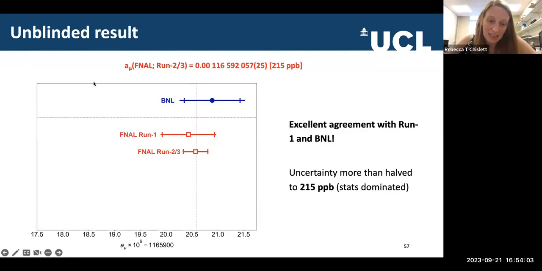And here is the summary of the result. So I showed you the Brookhaven and run 1 results. And here the bottom point is the run 2, 3 results. And you can see that this has remarkable agreement with the run 1 result, with far reduced uncertainty. So the uncertainty is more than halved, down to 215 parts per billion. And again, this is a statistics dominated measurement.